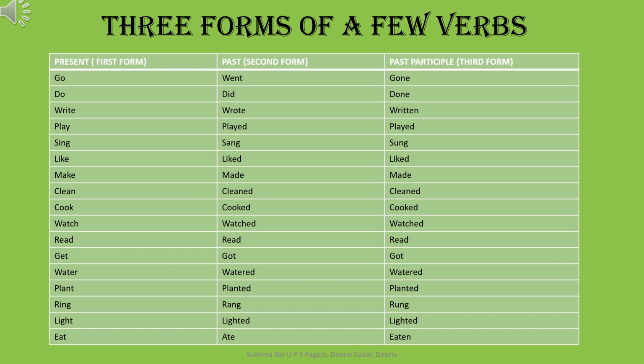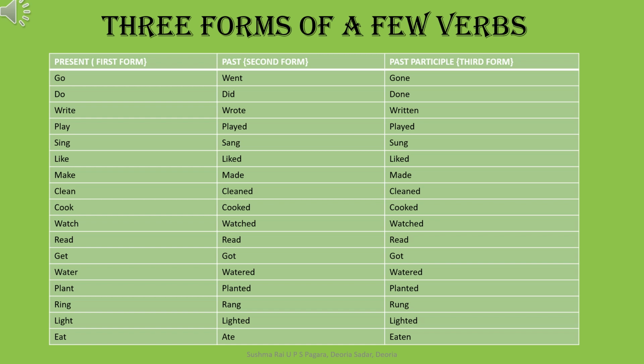Next is clean. The three forms are clean, cleaned, cleaned. The three forms for cook are cook, cooked, cooked. Three forms for watch are watch, watched, watched. Three forms of verb for read are read, read, read. In this verb, the spellings for all the three forms are the same, but the pronunciation of the second and third form of read is different: red, red.